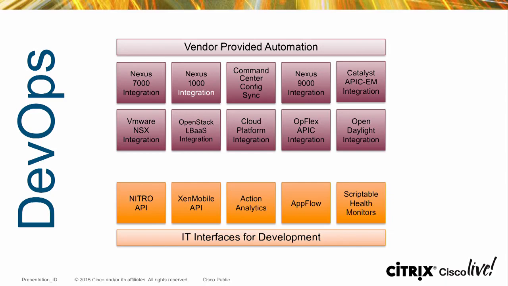Other things that we have, interfaces for development. So we've got our Nitro API. So the NetScaler has an API. It's a REST interface. So we're able to use HTTP methods and program, configure, get configuration, get statistics from the NetScaler. We're showing that off in the DevNet Solution Center right after this. There's other things on the box as well, Insight analytics and AppFlow, so we're able to get more statistics and whatnot.